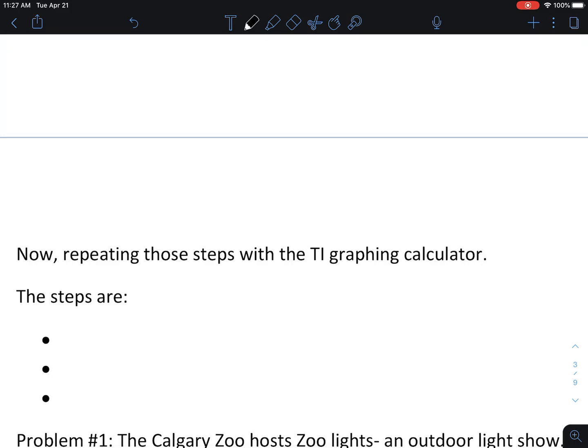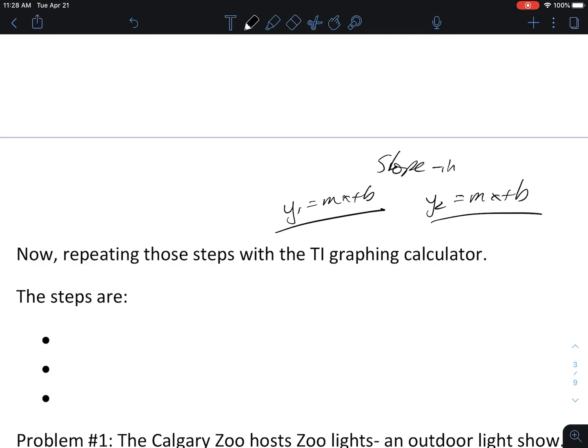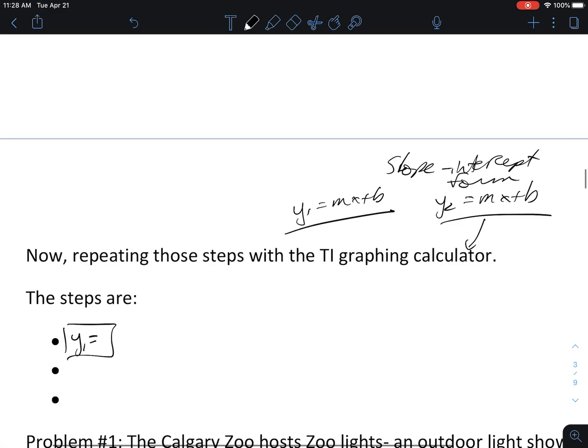So what I would say here for doing this on the TI calculator, the first thing I want to do is make sure I have my two equations in mx plus b. So y1 and y2. They're both in slope intercept form. Okay, so I have to have them like that to then enter them in the calculator. So what do I do? I hit y equals, that button is at the top left, and y1 will be my first equation, or either of them, it doesn't matter, and y2 will be the other equation.